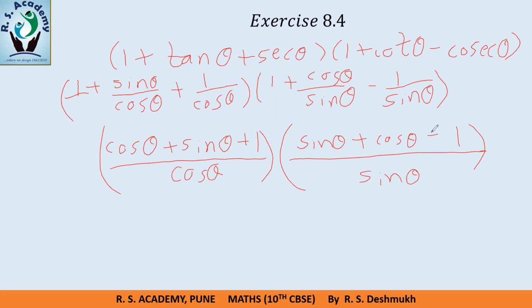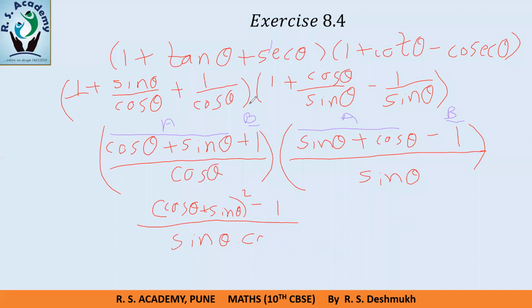Thereafter, the thing is very simple. If you observe, let me say this is A and this is B. Same thing, this is A and this is B. But the first bracket is A plus B and the second one is A minus B. So A plus B into A minus B is A square minus B square. So it will become A square minus B square, that is cos theta plus sine theta bracket square minus 1, that is A square minus B square, upon sine theta into cos theta.